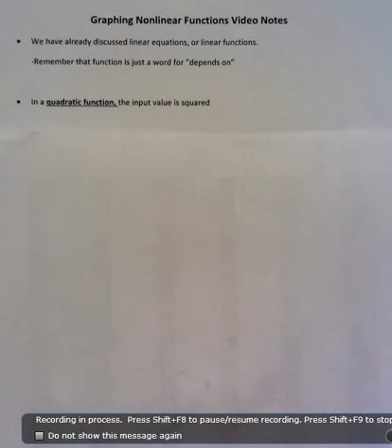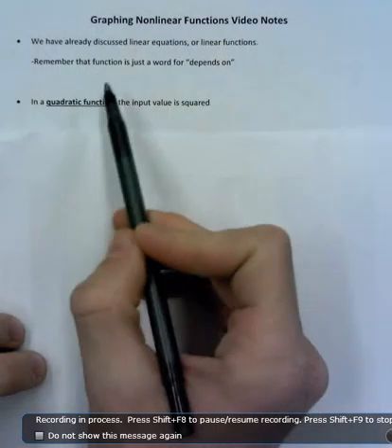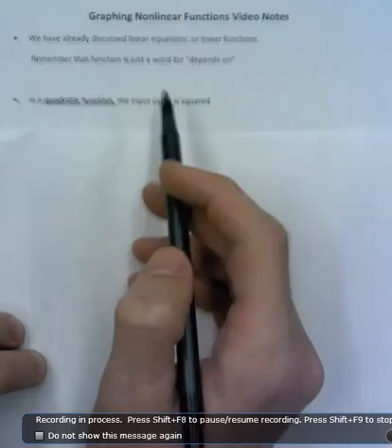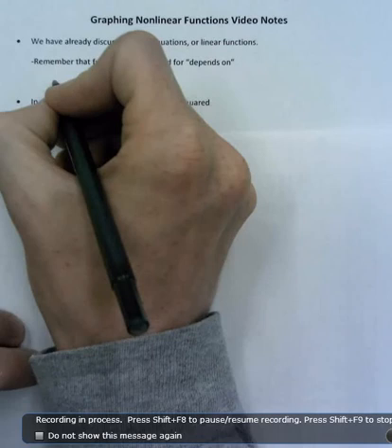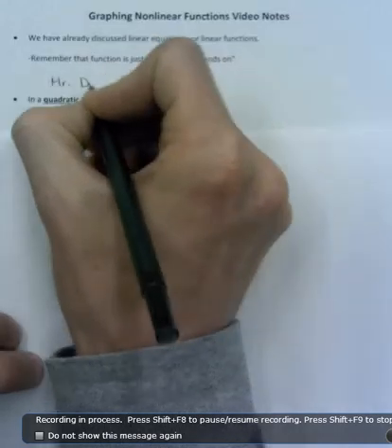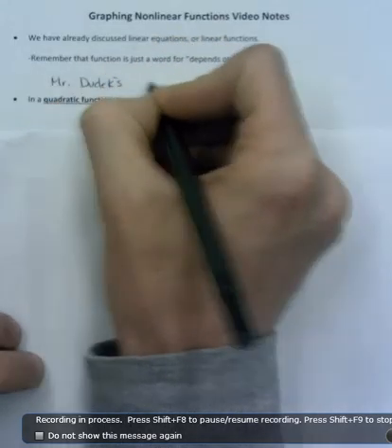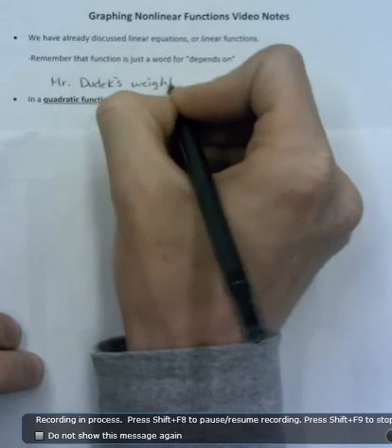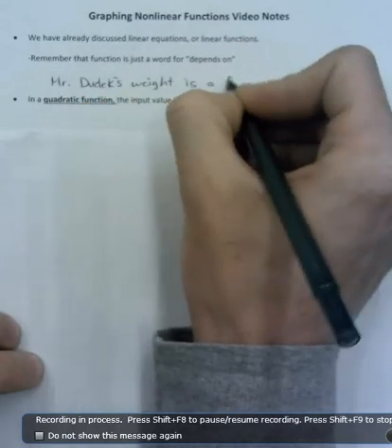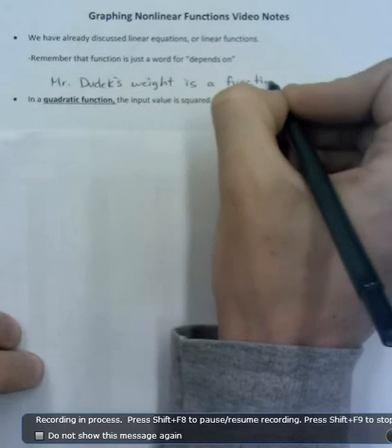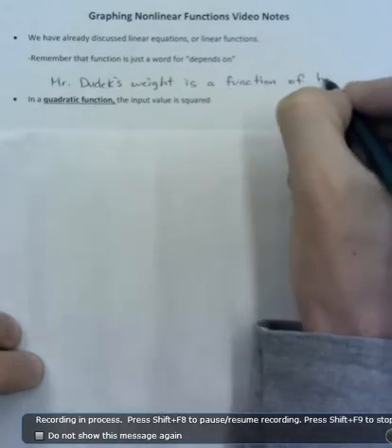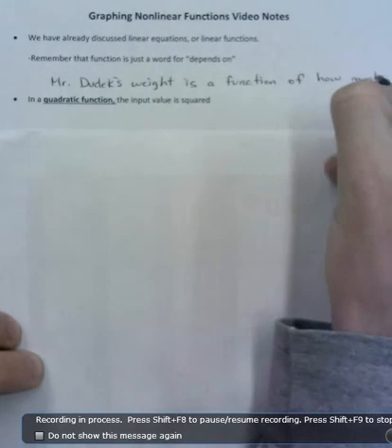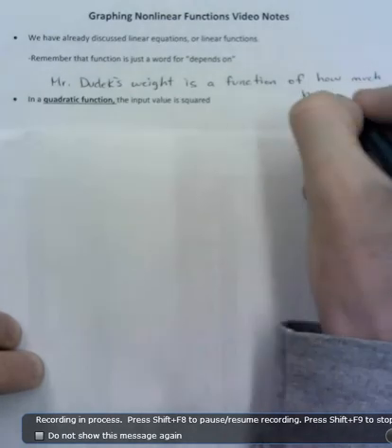So far this year, we've talked a lot about linear equations or linear functions. Just a quick reminder that a function is just a word for depends on. So for example, you might say Mr. Dudek's weight is a function of how much he exercises. Just a quick reminder.